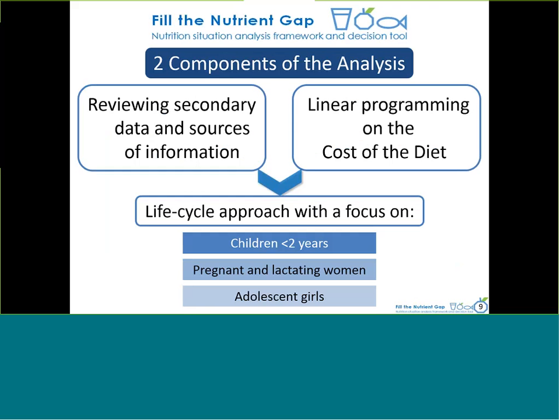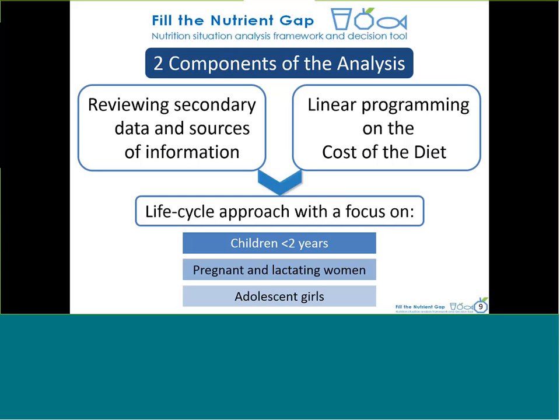this goes more into the components of the analysis. So what we do, we review secondary data and sources of information, and this can be a large amount of information. We'll share some examples with you as well. So it's about analyzing existing data sets, and it's about reviewing published reports, which can be gray literature, scientific articles, and so on. And the other component is the cost of the diet, linear programming. And I'll say a bit more about that on one of the next slides.